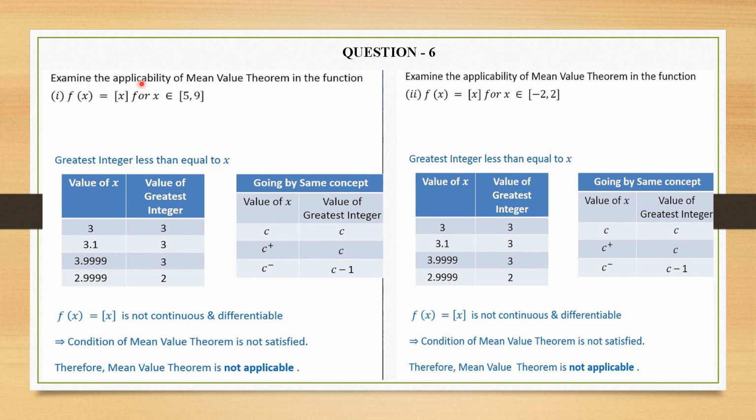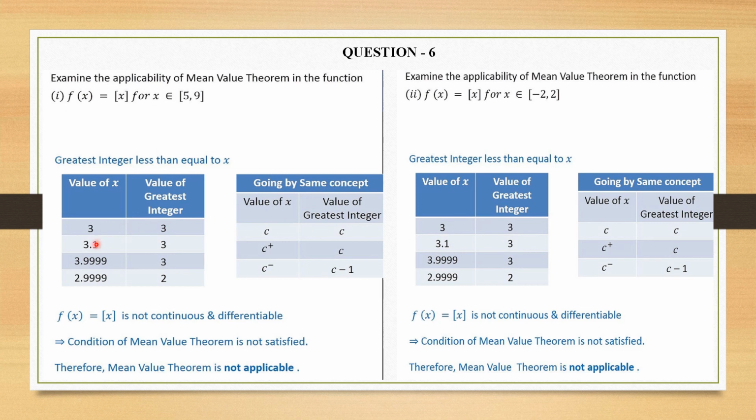Number 6: examine the applicability of the mean value theorem for the function f(x) equal to the greatest integer function of x, for x belonging to [5, 9]. This is the same extension to your question number 2 of this exercise, in which you had to check the applicability of the mean value theorem also. Rolle's theorem was not applicable. So again the same conditions for the greatest integer function as we did in the first part.